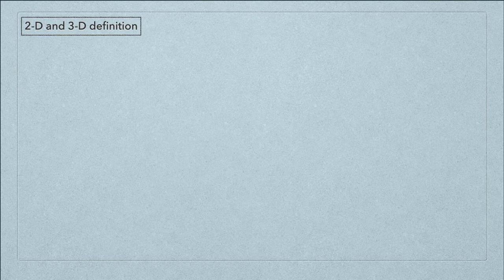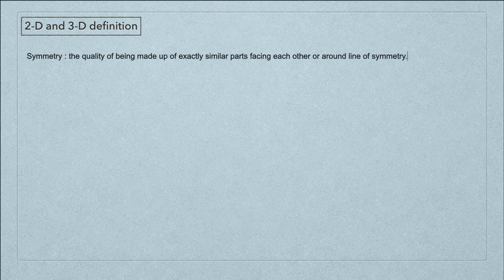After understanding the major differences between 2D and 3D shapes, the next topic we're going to cover is symmetry. Symmetry simply means the quality of being made of exactly similar parts facing each other or around the line of symmetry. Now you might wonder what a line of symmetry is. I'm going to open the case for you in further examples.